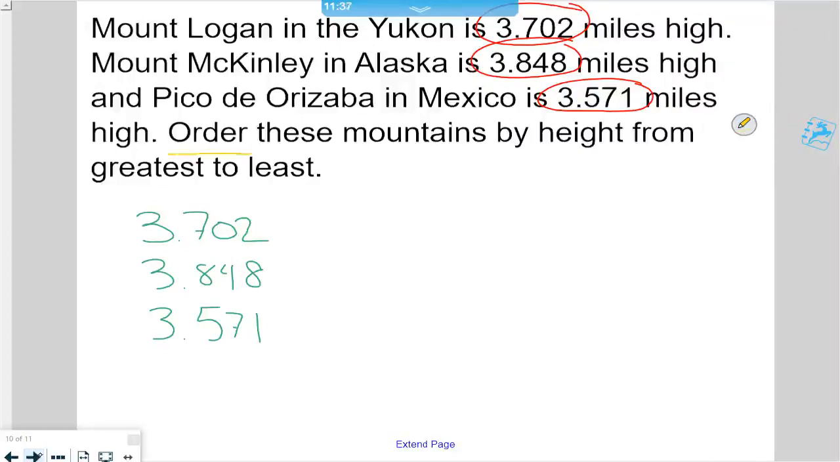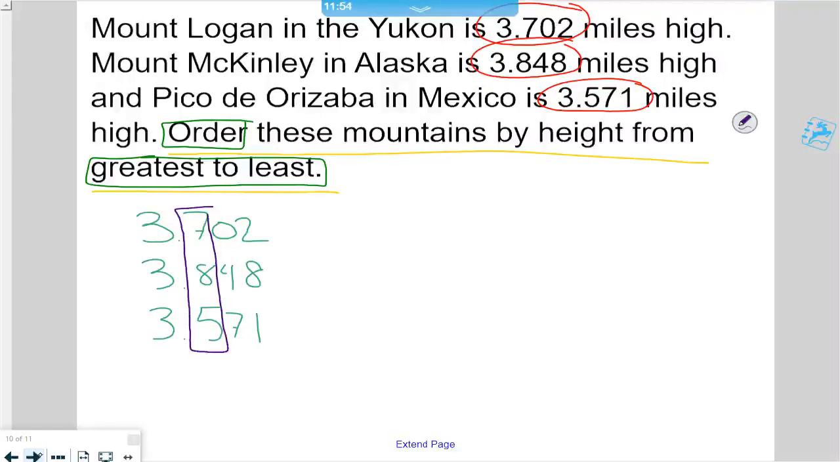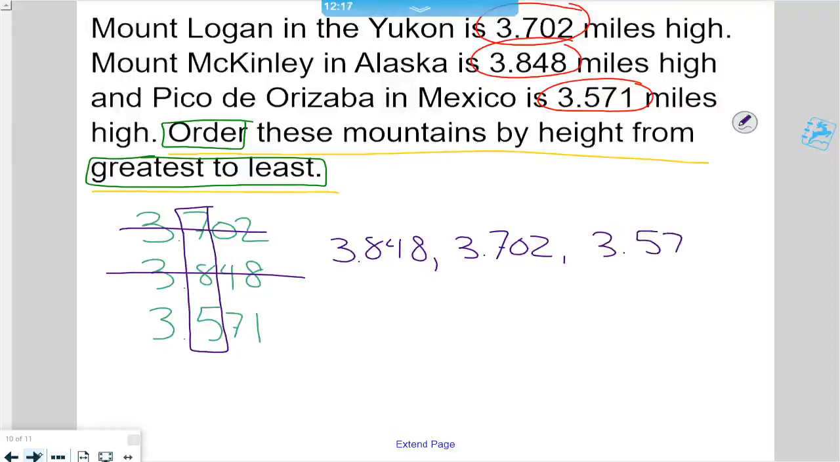My question is, order these mountains from the greatest to least. I'm going to order from greatest to least. My 3's are all the same, so I'm going to look right here. I have 3 different numbers, so I'm able to figure out the whole problem right here. 3, 7, 8, 5. Which one is the greatest? It's 8. 3 and 848 thousandths is my greatest. Next would be 7, so 3 and 702 thousandths. And the last one is 3 and 571 thousandths.